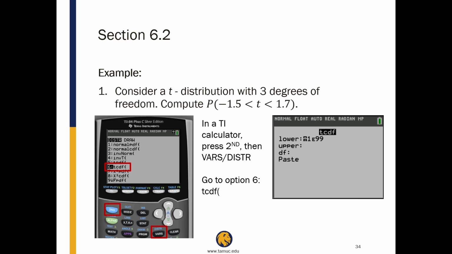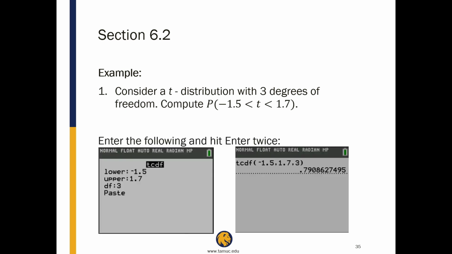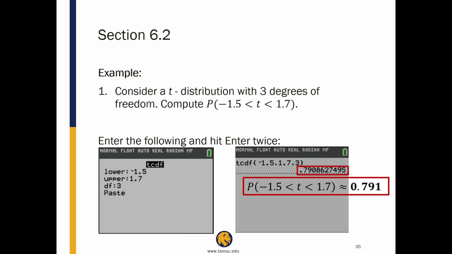And so for this instance, we're going to plug in these numbers: negative 1.5 on the lower, 1.7 on the upper, and the degrees of freedom is 3. Then if we hit enter, we'll get over to the other screen where it calculates this particular value. What I'm seeing here is approximately 0.791. So under the t-distribution, the probability that t is between negative 1.5 and positive 1.7 is approximately 0.791.